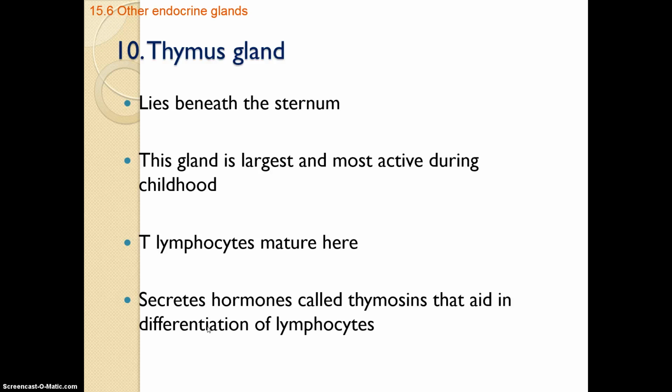T cells are specific to the invaders in your body. So if you only have one type of T cell and you're invaded by multiple different types of pathogens, you're doomed because you can only fight off one of them. So it's really important for people to have this hormone in order for those T cells to become specific to different things that can invade you.